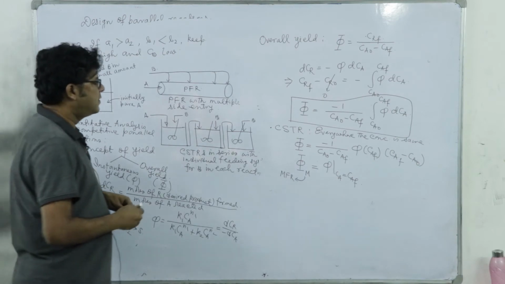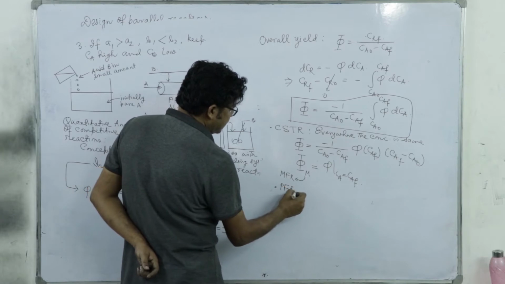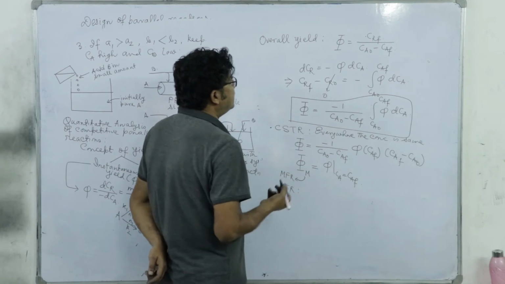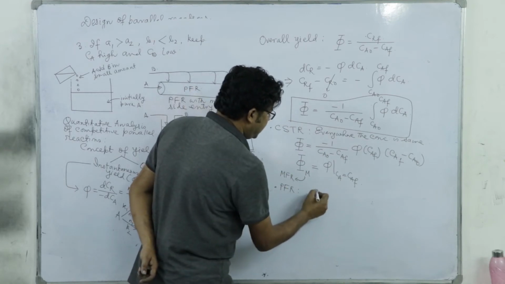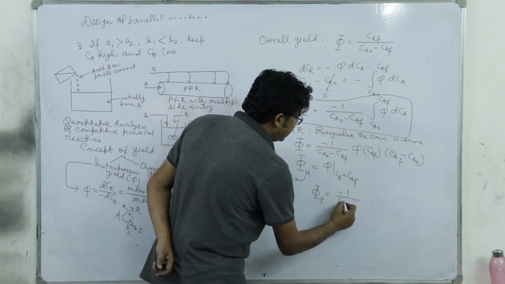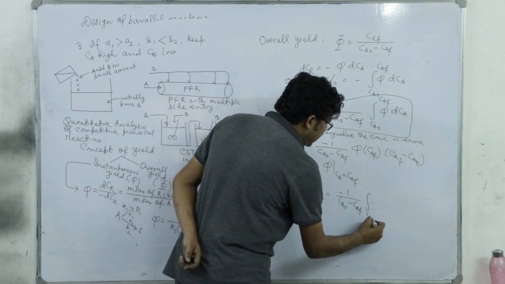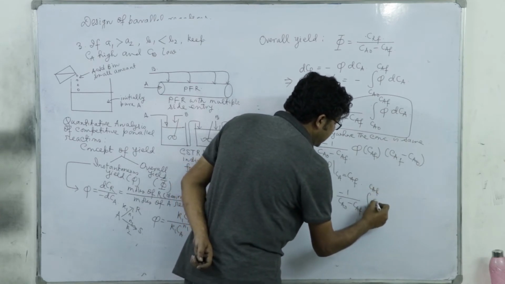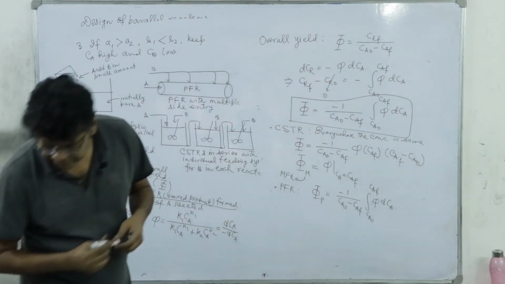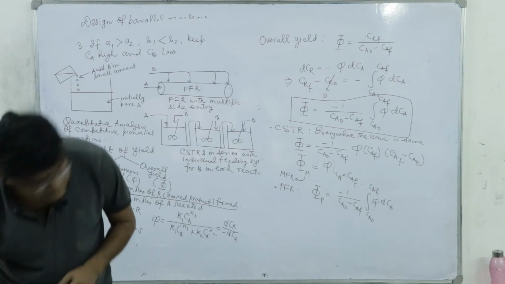So, next it is the PFR. Now, in PFR you see this phi changes. So, capital Phi p is equal to minus 1 over Ca0 minus Cf, integral from Ca0 to Cf of phi dC. So, that will be the expression for phi p.